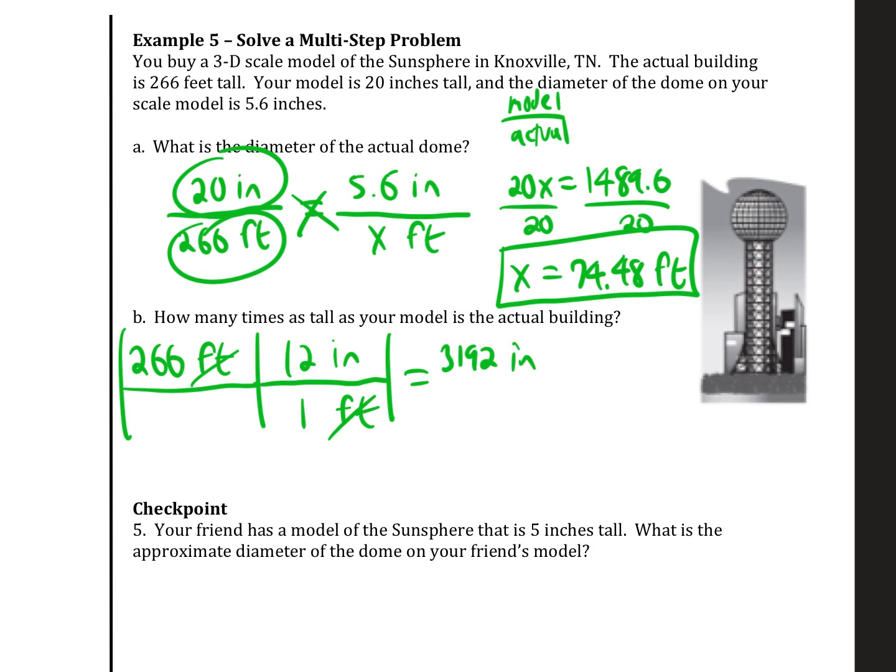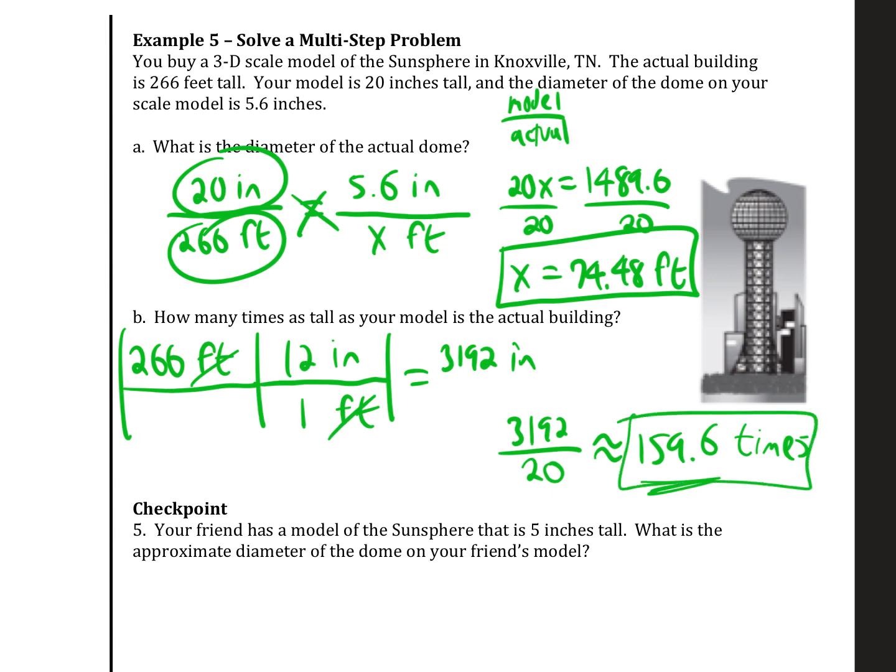So now we can compare how many times as tall the building is to the model. How do we do that? Well, we're going to divide the actual building, which is bigger, 3,192, by 20, and that's approximately 159.6 times as large. Okay, so if you're trying to figure out how many times as large something is, you do the bigger number divided by the smaller number, and this will be how many times bigger it is.